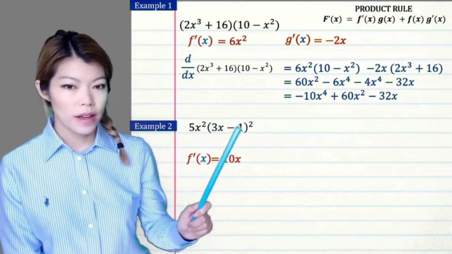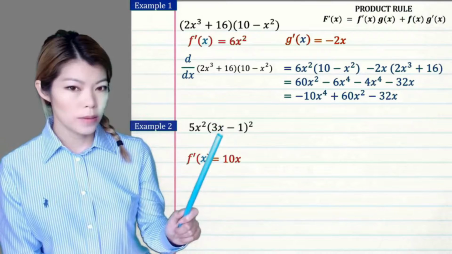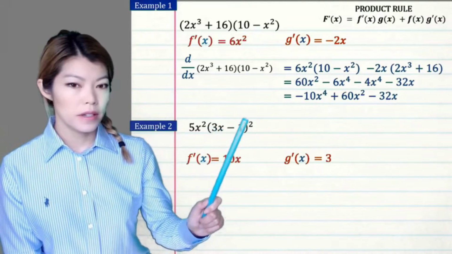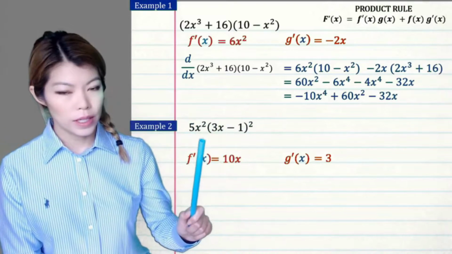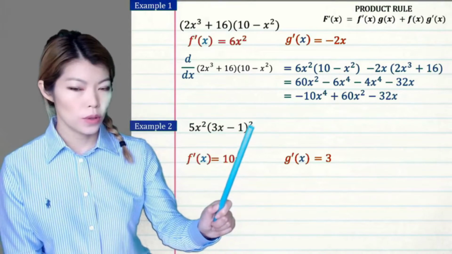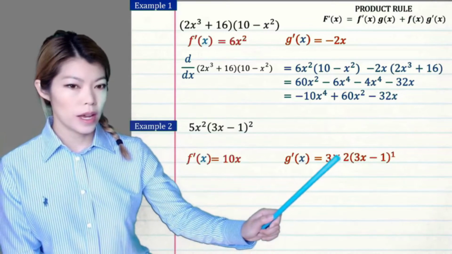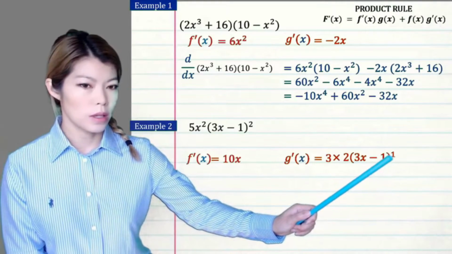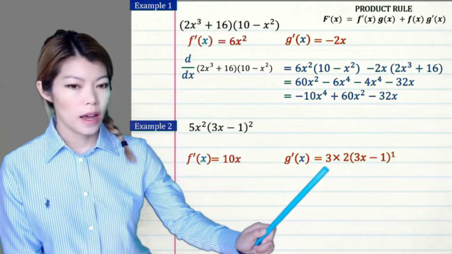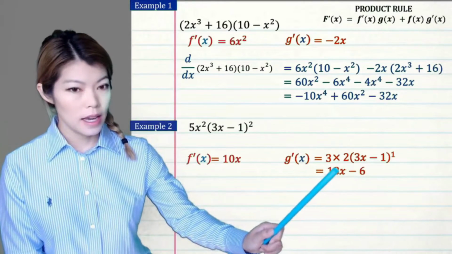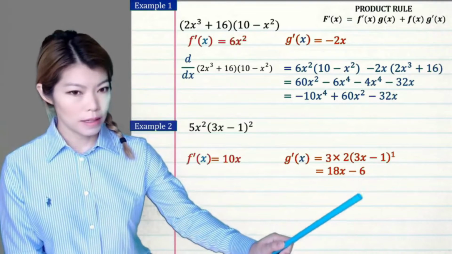So to derive this, we derive the inside, so 3x becomes 3. Then we multiply it by the derivative of the outside bit, so 2, bring it to the bottom, and subtract 1 from 2 becomes 1, keeping that all together. So we have 2 times (3x minus 1) to the power of 1. Now expanding that, we have 3 times 2 is 6 times 3 is 18x, and then 3 times 2 times minus 1 is minus 6.